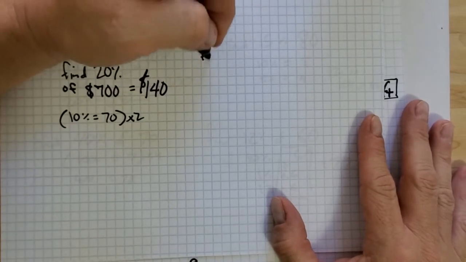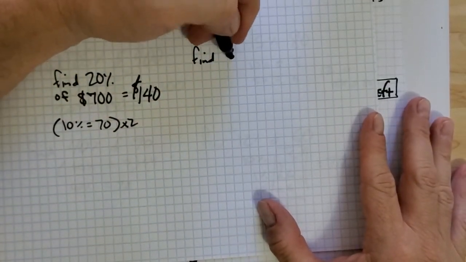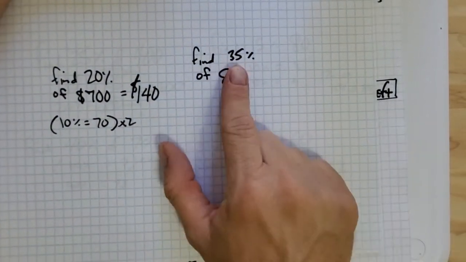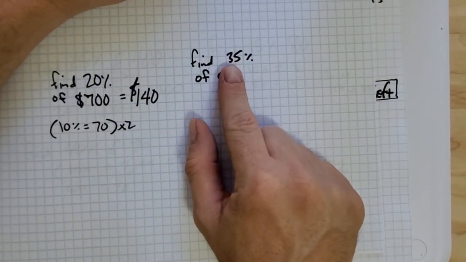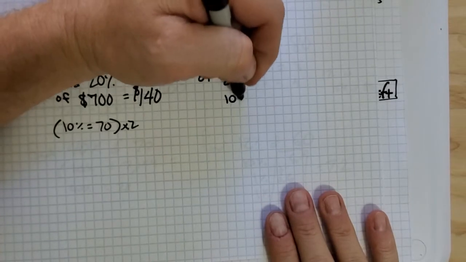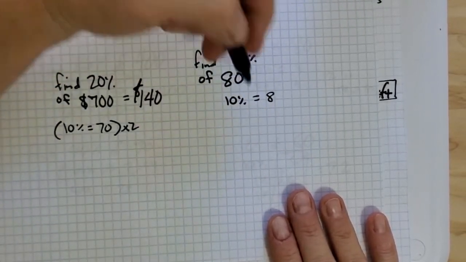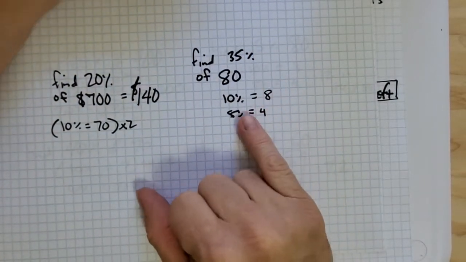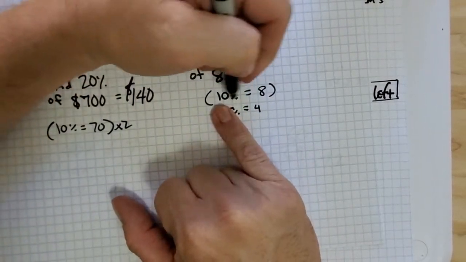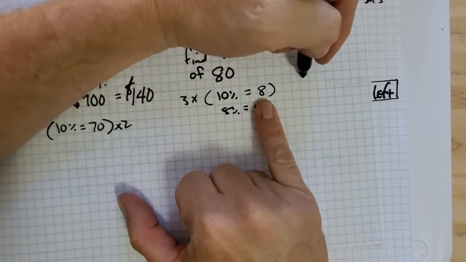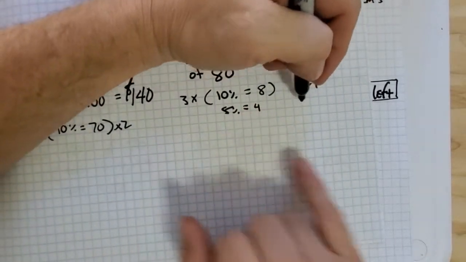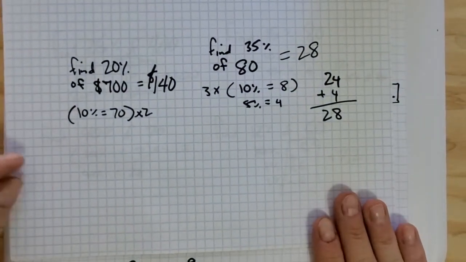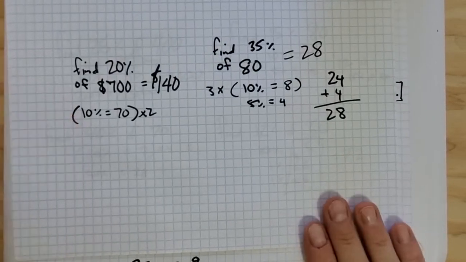Let's say I'm going to ask you to find, let's go with 35% of 80, okay? Well, 35, there's a lot of ways you could do that, but I'm going to go with 10, 10, 10, and 5. So I'm going to find 10%, which is going to be 8. Then half of that would be 4, right? So I want to find 35%. So I'm going to triple this, right? Because times 3 will get me 30%. So it's 24 plus the 5%. It's 28. Okay? Very good. Let's go with another one.